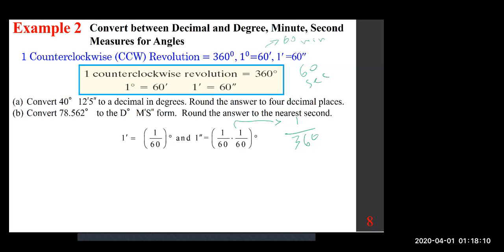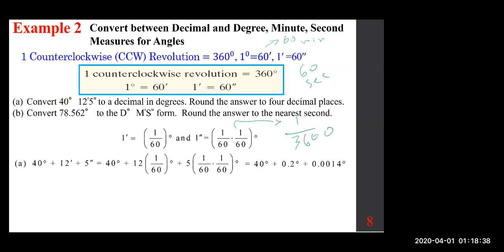Okay, so that's fairly straightforward. And so now we're going to keep the 40 degrees intact. The 12 minutes becomes 12 times 1 over 60. And 5 seconds becomes 5 times 1 over 3,600. Okay. And you use a calculator with a bunch of decimals, you end up with 40.2014 degrees. This is how you go from degrees, minutes, seconds to decimals.